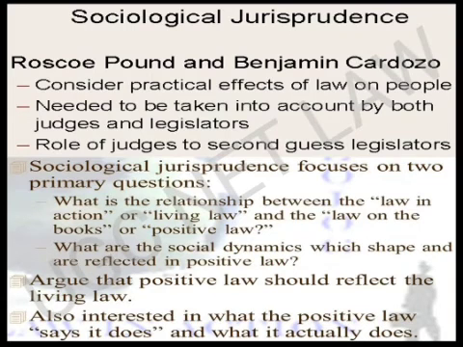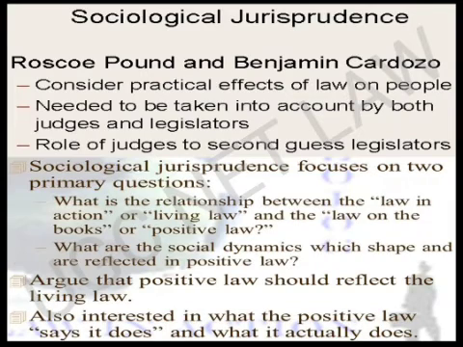Now, as the question asks regarding sociological jurisprudence, the main famous authors are Roscoe Pound and Benjamin Cardozo. They both considered that the practical effects of law on people are important and need to be taken into account by both judges and legislators, and the role of judges is to second guess legislators. These three points are similar in both Roscoe Pound and Benjamin Cardozo.